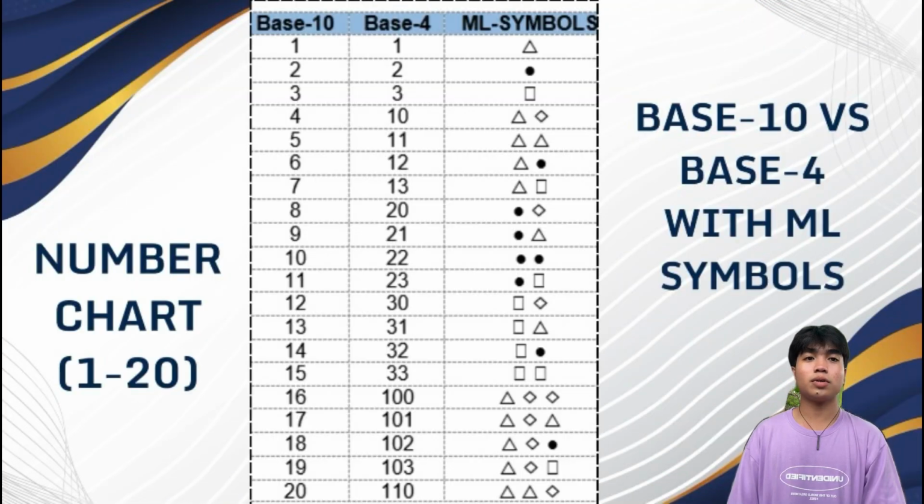So let's proceed to the number chart 1 to 20, base 10 versus base 4 with ML symbols. Column 1, base 10. This is our standard numbering system, the one we use every day. It ranges here from 1 to 20.